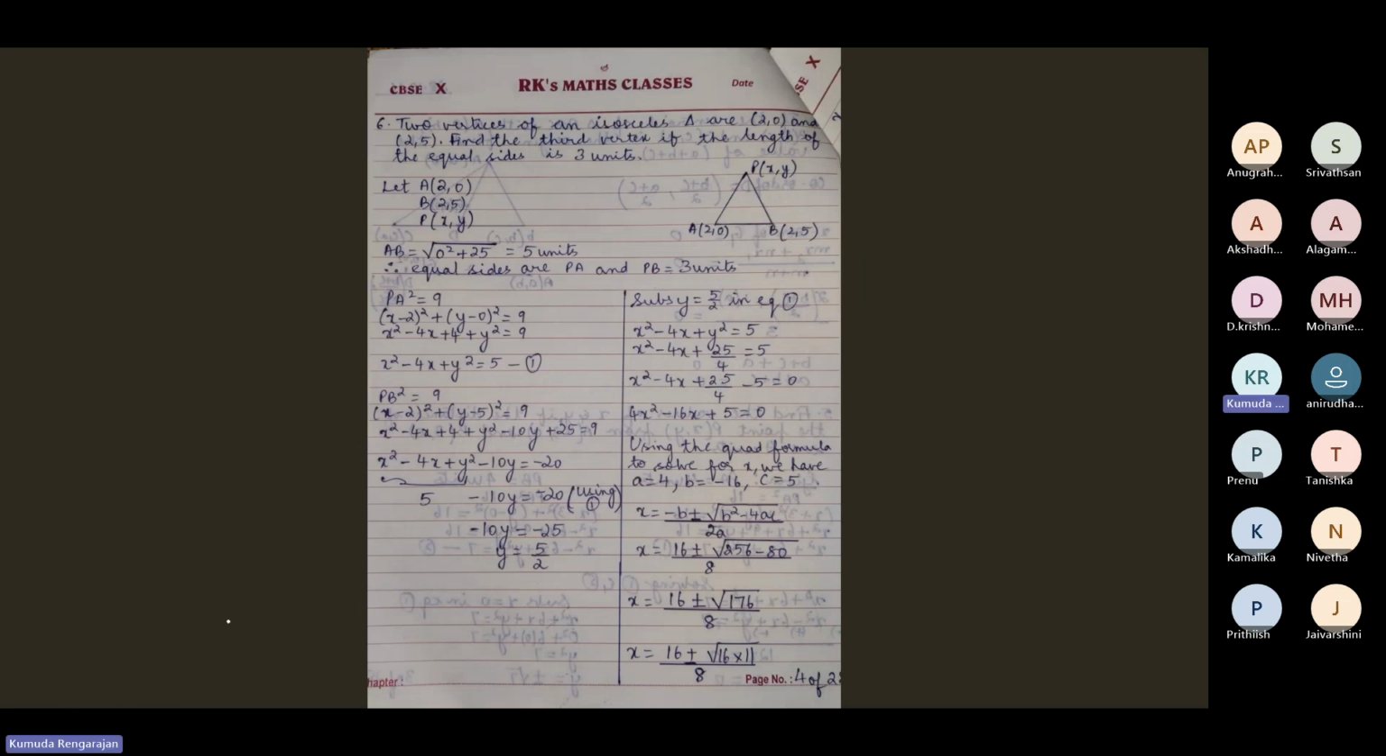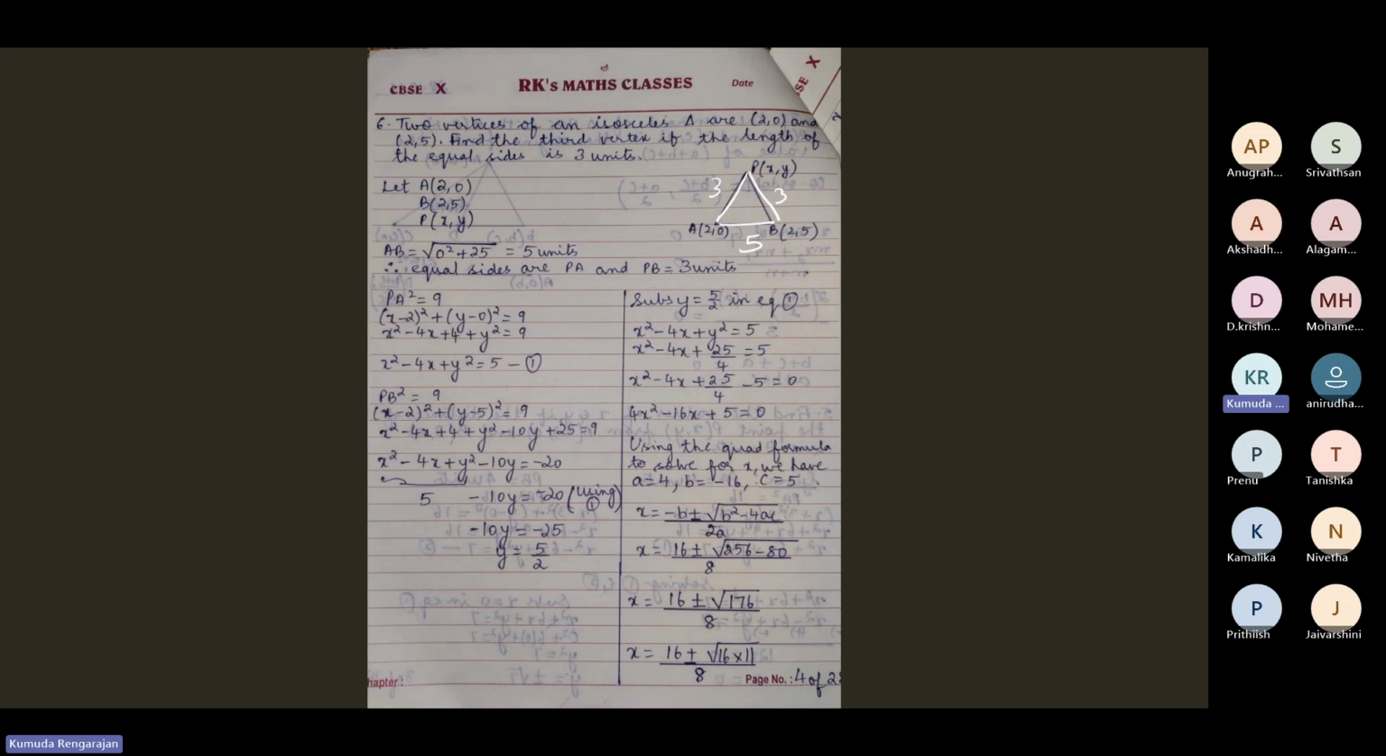So isosceles triangle condition. What's the condition? Isosceles triangle, 2 sides are equal. Right? But here the lengths of the equal sides are given to you, 3 units. So you know that this one is how much? 5 units. You know this is 3. And you also know this is 3.